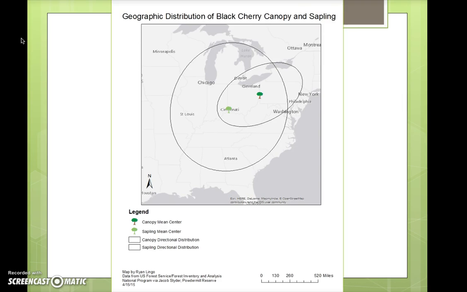You can see the egg shape, the directional distribution, the ellipses you see, but it can't really tell me anything. I can't see if a tree's migrating from this. You can see the mean centers: the lighter colored tree is the saplings, and the mean center of the canopy of the black cherry is the brown and green tree. We can't tell any kind of migration from this, but that's what we started with.